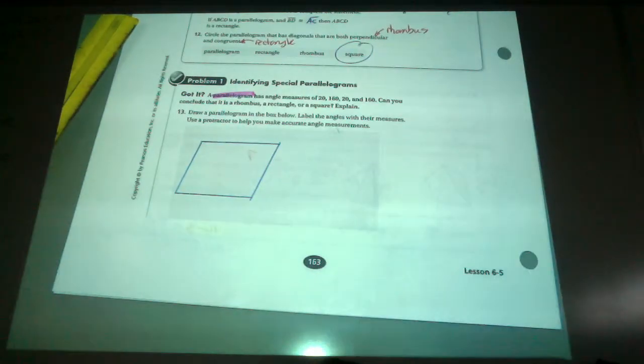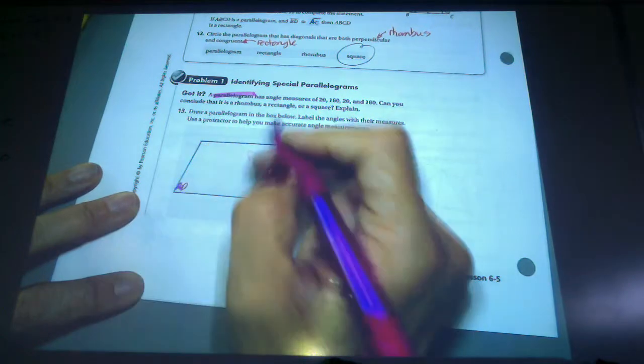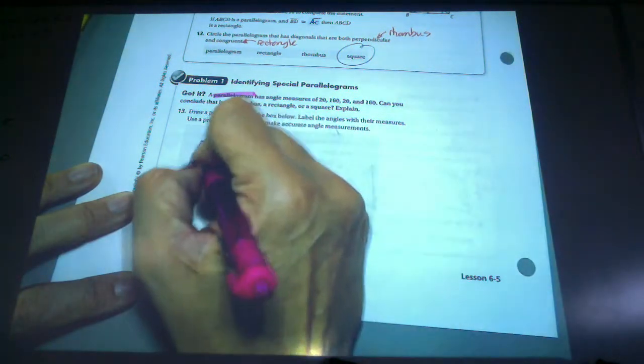I'm a little off, but we're close enough to go. So I'm going to label my angles. I'm sorry, 20. How about 20? 20 would be here, and then that would be 20. And this would be 160. Obviously, we're a smidge off, but who cares?